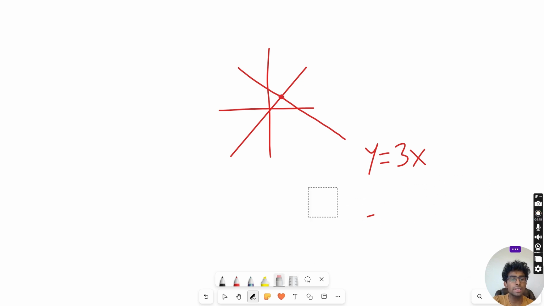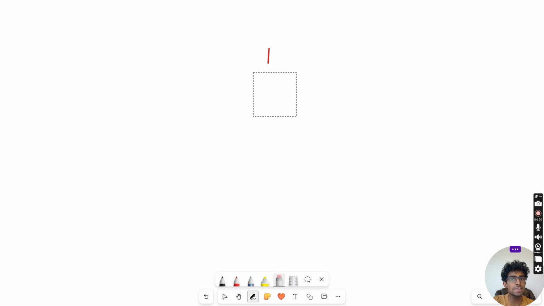So that's parallel and perpendicular lines. That's all you need to know about it. Remember, parallel lines, same slope, and they're not going to intersect. Perpendicular, opposite reciprocal slopes, they will intersect at a particular point.